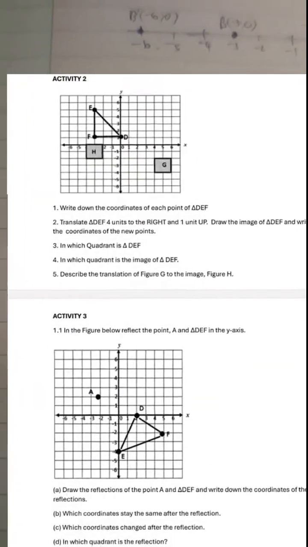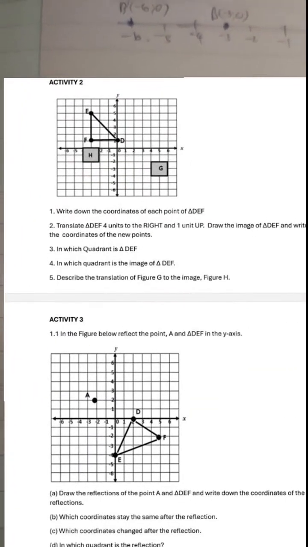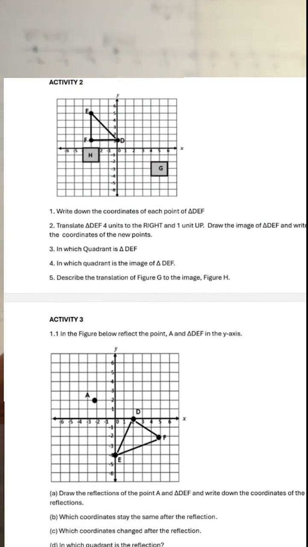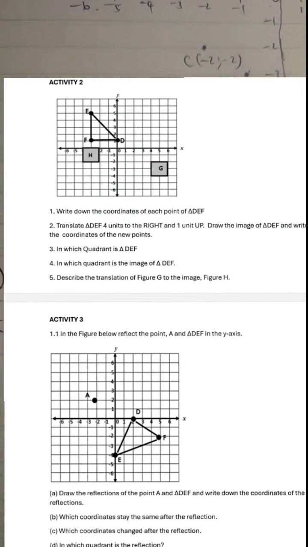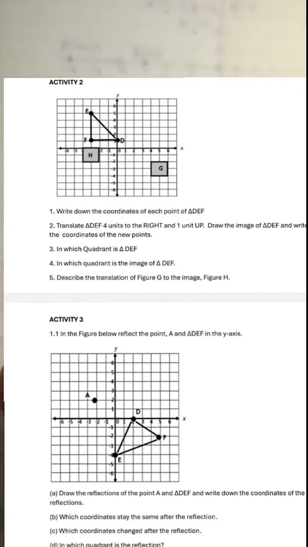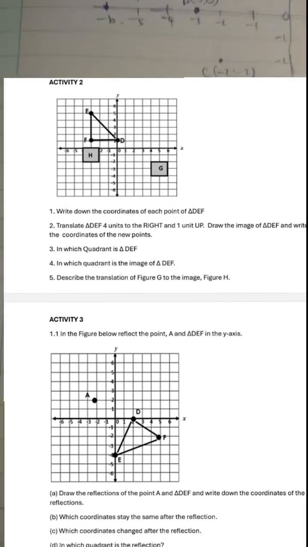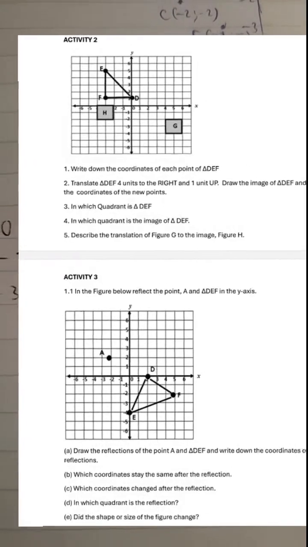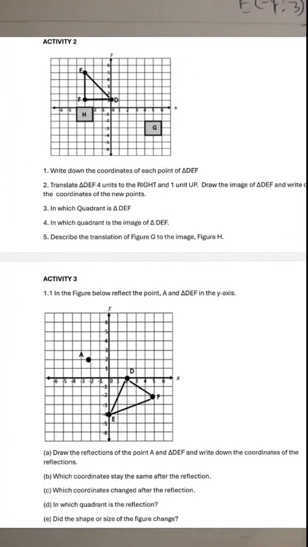Very true, I agree. Then lastly, the coordinates of F. -3 and 1. Very true. -3 and 1. 100%. Okay, we good. Good. Then the next question, number 2, says translate triangle DEF 4 units to the right and 1 unit up.